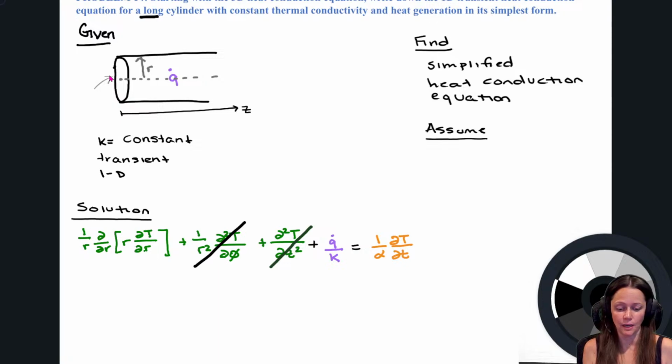So this is going to be the name of the game. We're going to be applying our heat diffusion equation to various situations, trying to apply boundary conditions, and then solve this differential equation to get the temperature distribution throughout that medium.